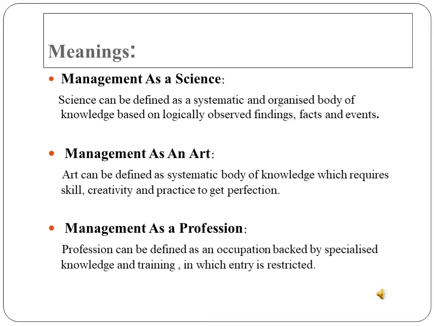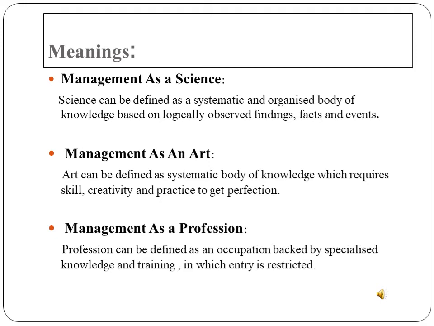Now we'll see the second meaning, that is management as an art. Again, when we hear the term art, we have an imaginary thing in our mind. Art is related to creativity, such as drawing, painting, music, dance, right? And any of these. So when we see the meaning over here, it is a systematic body of knowledge which requires skill, creativity and practice to get perfection.